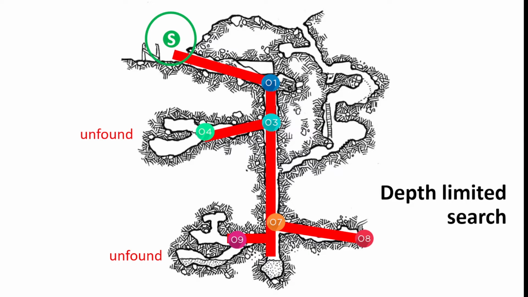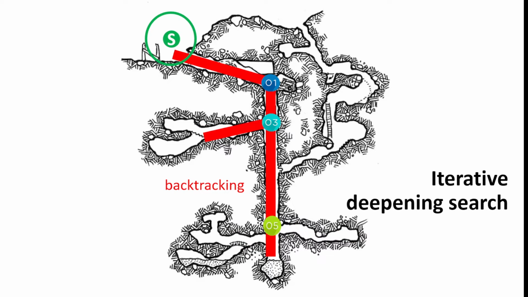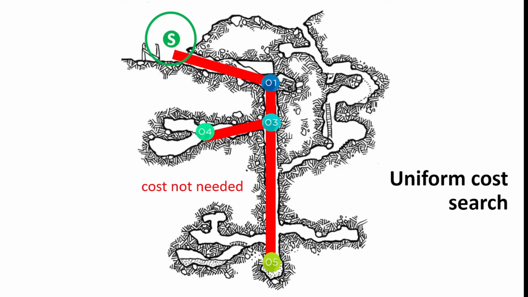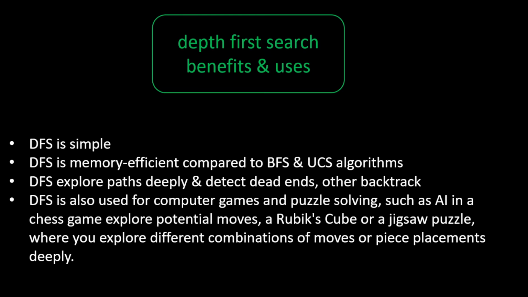The depth limited search, we might not find what we want. And also the iterative deepening search. Again, similar to the previous two put together. Again, with backtracking and not finding what we want. And there's no real need to try to add a cost in this example.